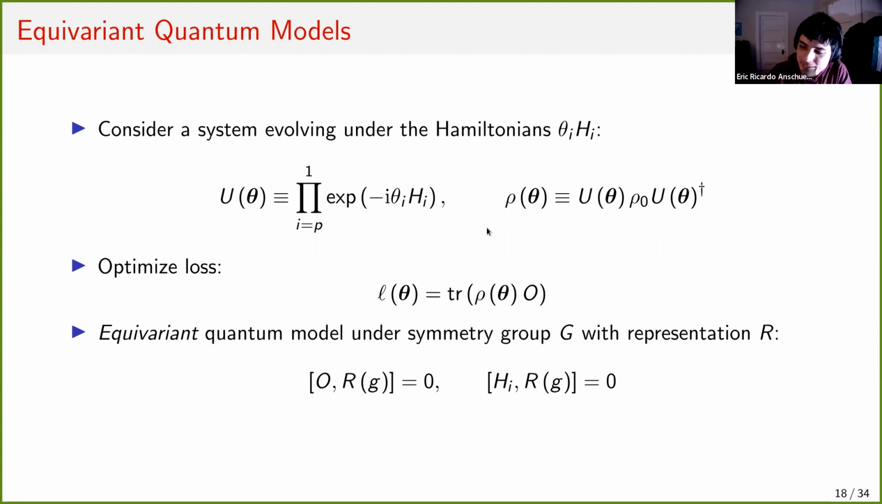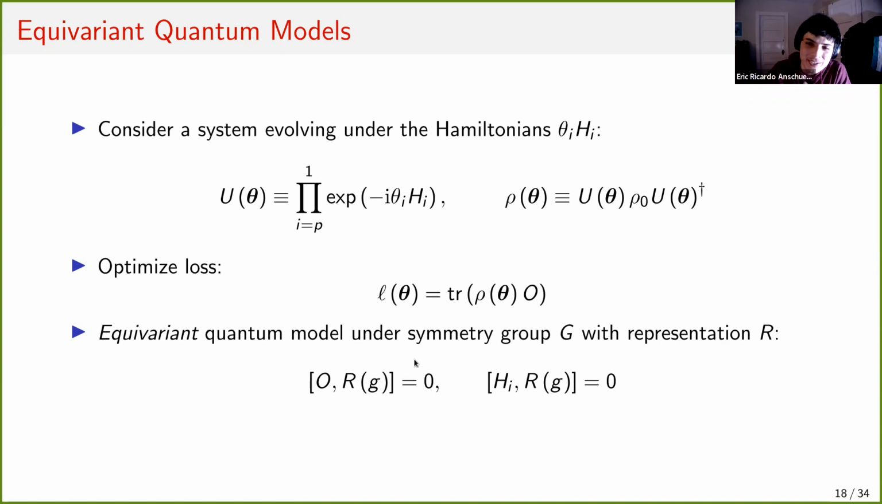But okay, considering now what the model looks like as a quantum circuit, all that we really require is that we have some machine learning model that's given by the parameterized evolution, some parameterized unitary that you apply to some input state. And the input state might not satisfy the symmetries of your model. There's no requirement there. All that we require, just for technical reasons, is that these generators, H_i of theta, commute with your symmetry group representation. And also whatever observable you're measuring commutes.